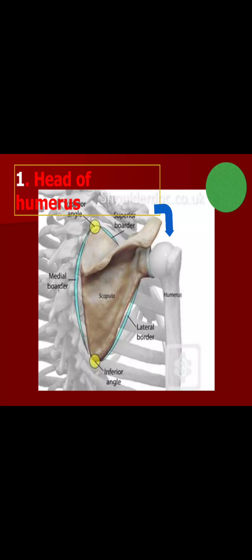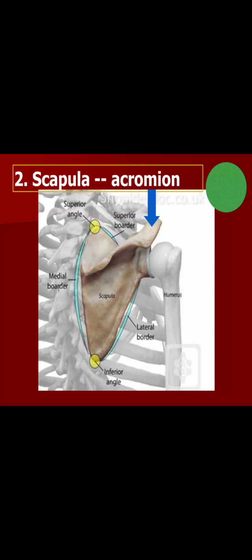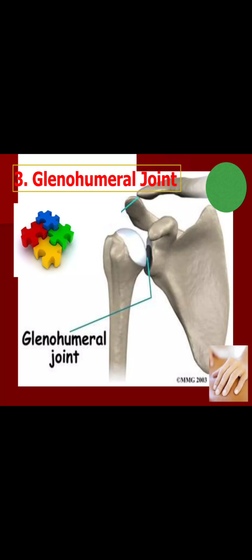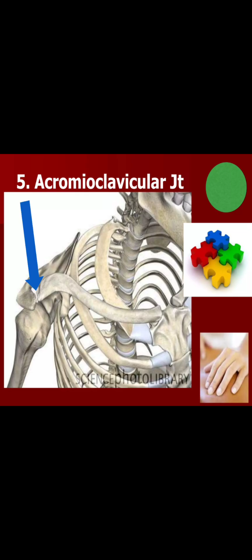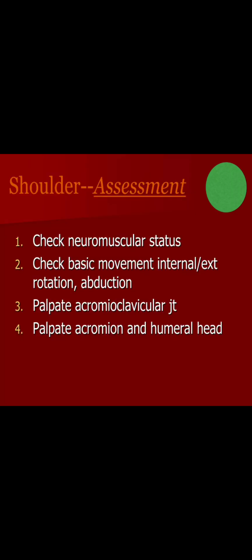The head of humerus is moving away from the joint. The scapula border, as you can see, the glenoid of the scapula, glenohumeral joint. This is normal anatomy. There is a clavicle, there is an acromioclavicular joint. Check neurovascular status, basic movement, internal and external rotation.